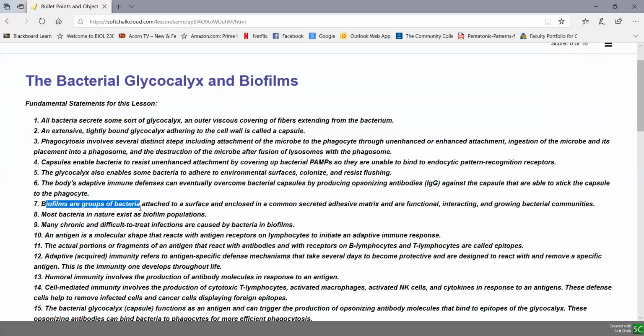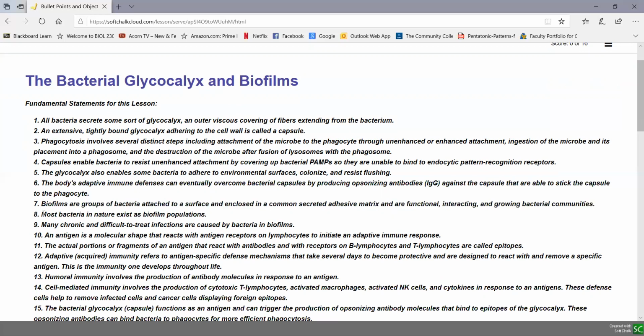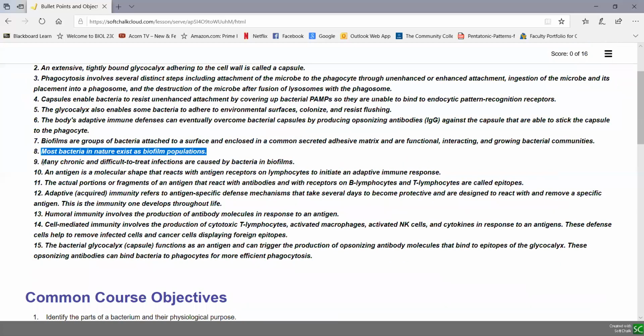Biofilms are groups of bacteria attached to a surface and enclosed in a common secreted adhesive matrix and are functional, interacting, and growing bacterial communities. Most bacteria in nature exist as biofilm populations. Many chronic and difficult to treat infections are caused by bacteria in biofilms.